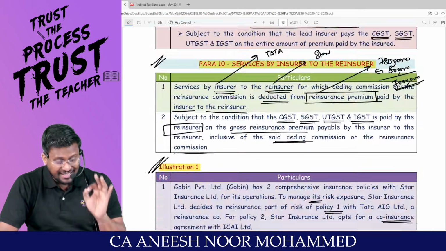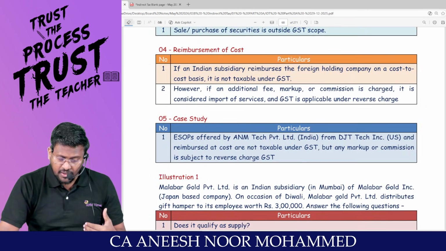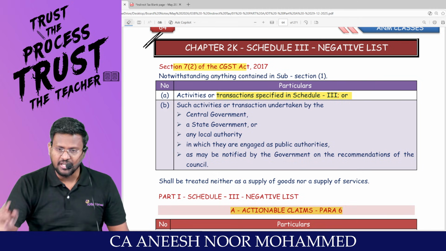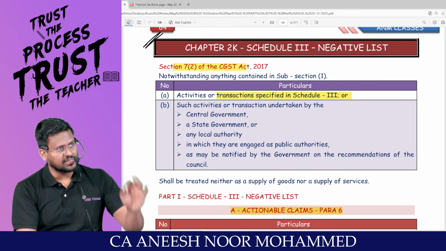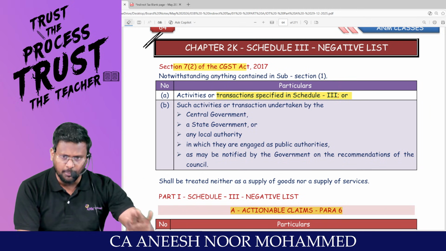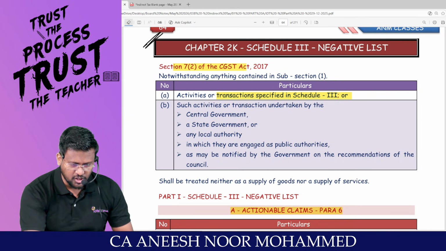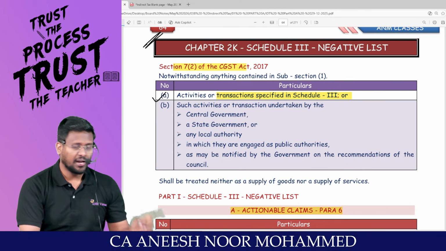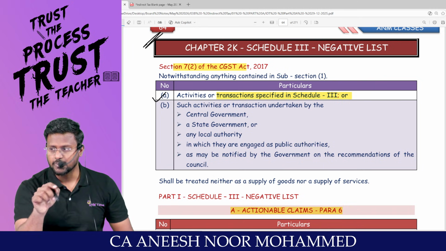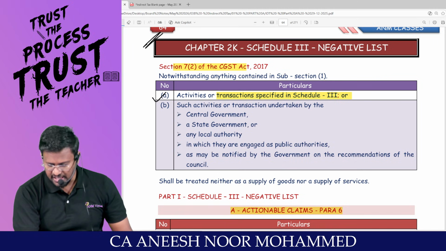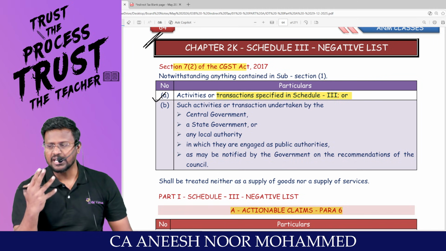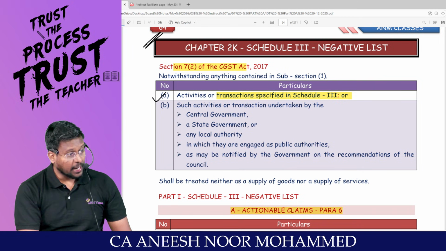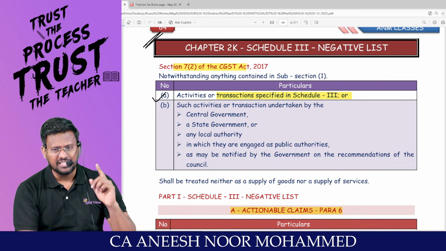So we have completed 7.2. How have we started with 7.2? 7.2 is saying that notwithstanding anything contained in the provisions of subsection 1, that means if an activity or transaction satisfies all the parameters of a supply, still put it in the dustbin. Activities or transactions specified in Schedule 3. There are certain activities or transactions which are mentioned in Schedule 3. Like A stands for actionable claims other than specified actionable claim. B stands for board. C stands for court. D stands for district court. E stands for employee-employer relationship. F stands for funeral. G stands for ground. H stands for holds a position. I stands for insurance.